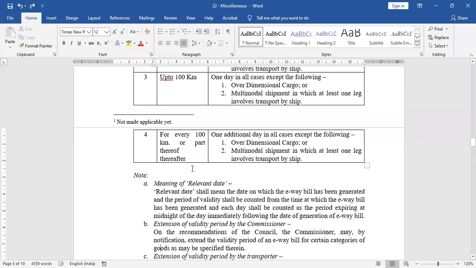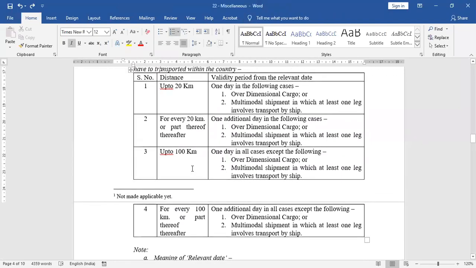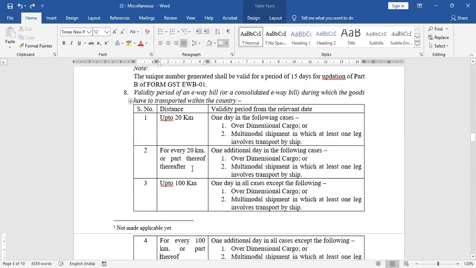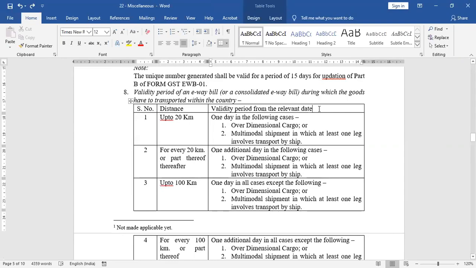And what is relevant? This point is relevant: validity period from the relevant date. So what is this relevant date?